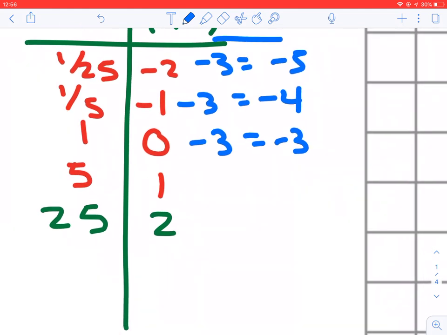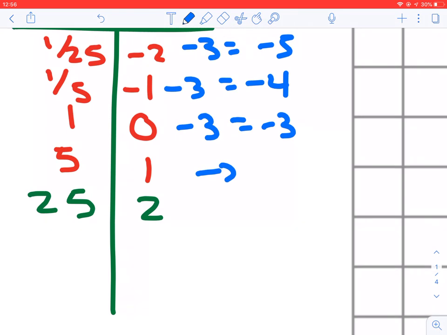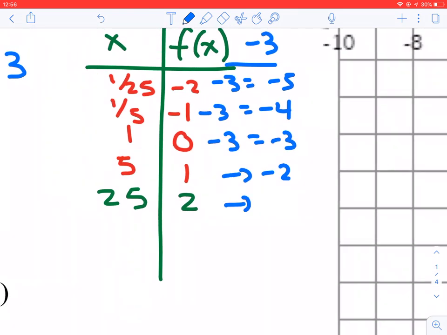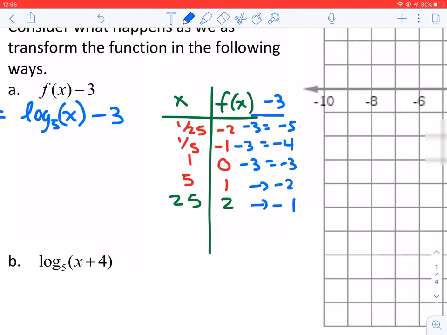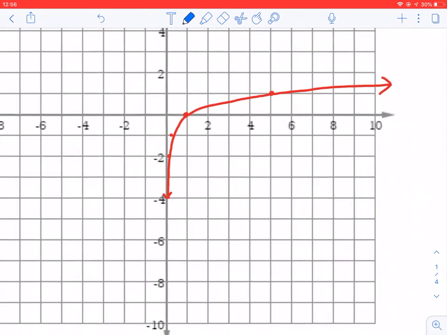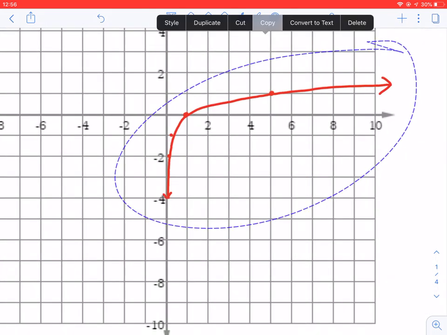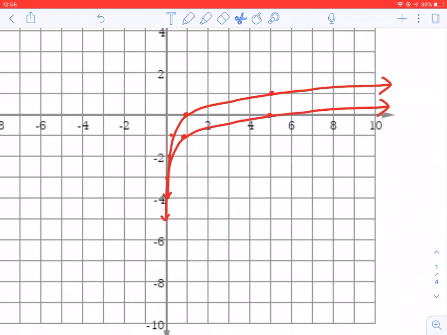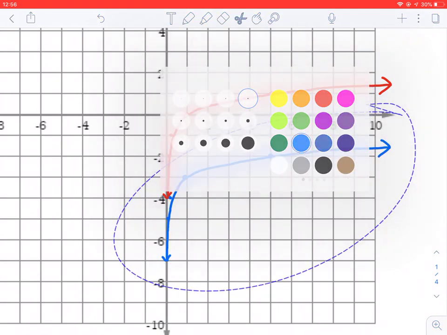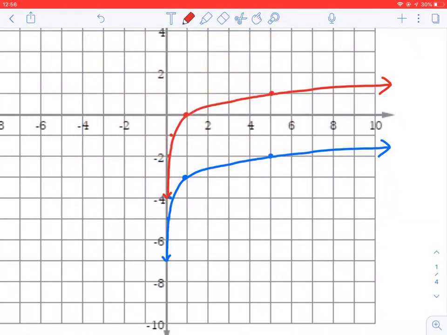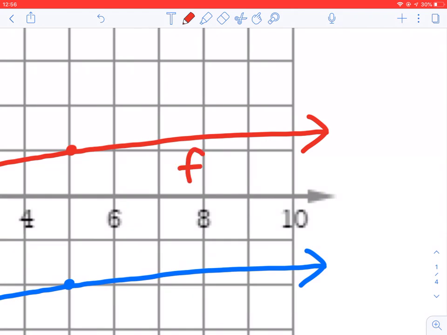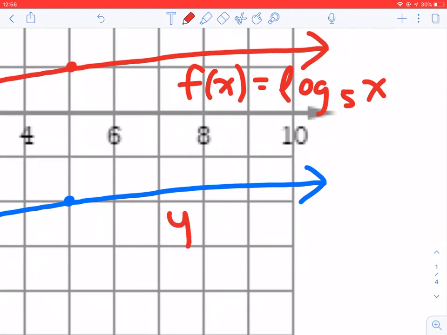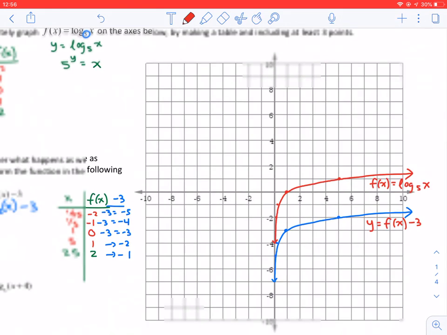We're just shifting it down 3 units. That's going to become negative 2. This will become negative 1. So if I plot those new points, right, it's a vertical shift down 3 units, copy, paste, 1, 2, 3. And let me change that to blue, and let me label my graphs. So this was our original f of x, log base 5 of x. This here is f of x minus 3, or log base 5 of x minus 3.